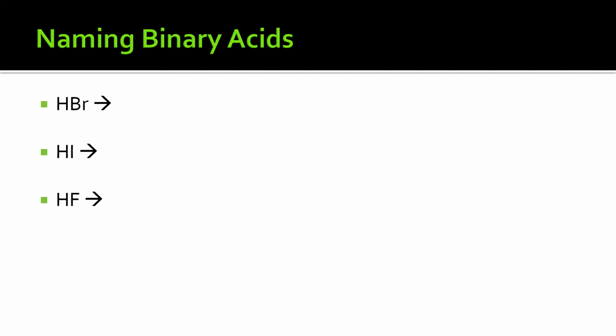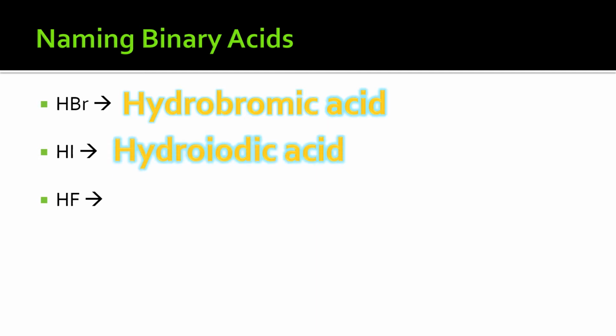Let's name these binary acids. I see Br with H, so it is binary. The name starts with hydro, using the rules from the previous slide. So hydro, brom, ic, acid: hydrobromic acid. I see iodine, so hydroiodic acid. And last but not least, fluorine. I take that root, fluor, so hydrofluoric acid.